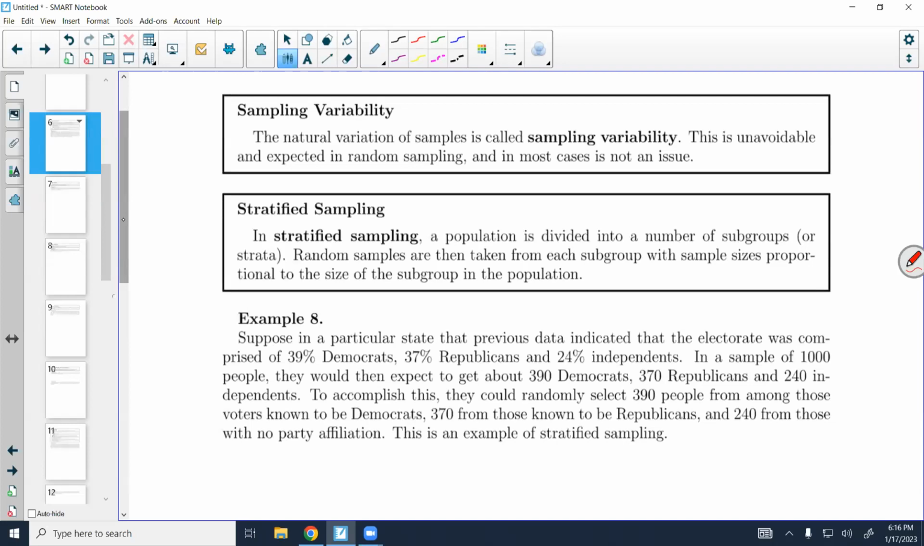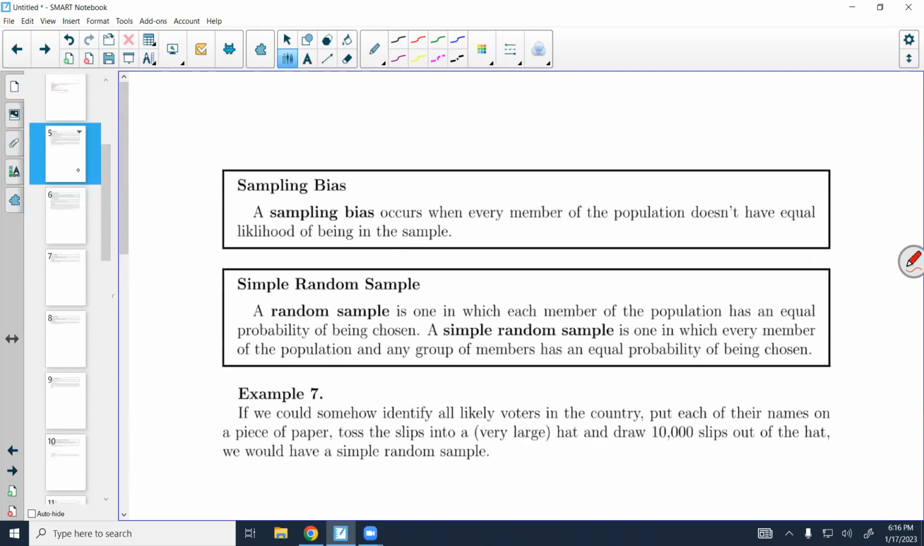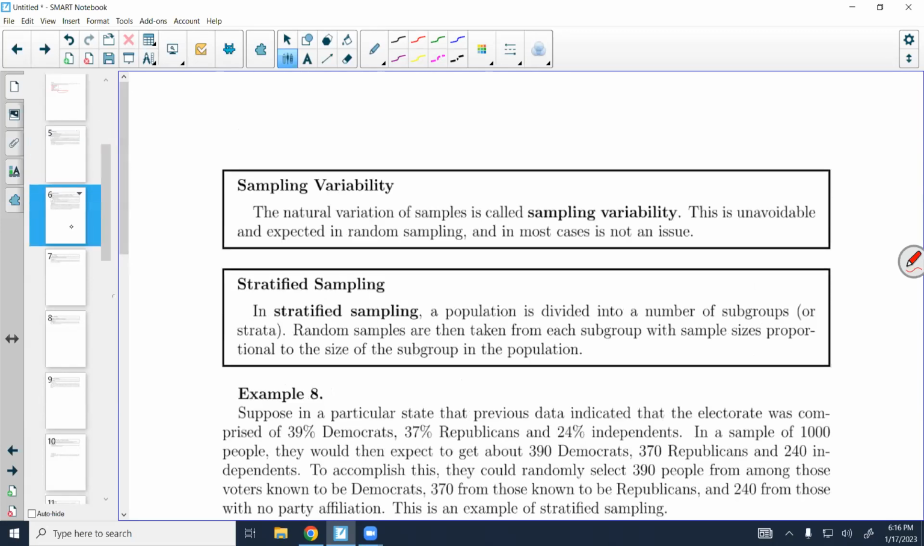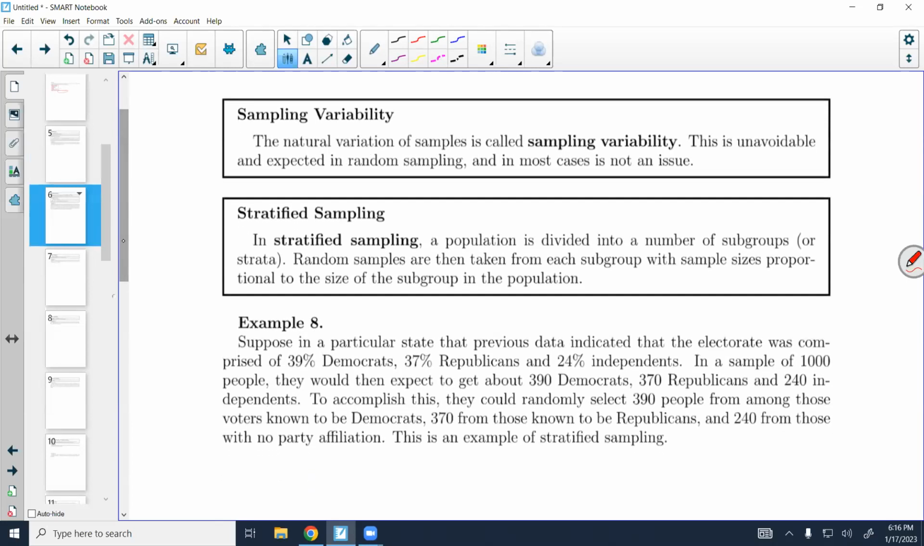Can you explain that? I'm kind of confused. They sound like the same thing. Random sample of the same. Yeah, they are. Oh, they're both the same. Yes. Sampling variability. The natural variation of the sample is called sampling variability. This is unavoidable and expected in random sampling.